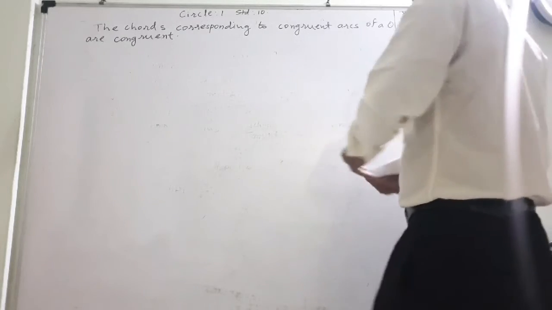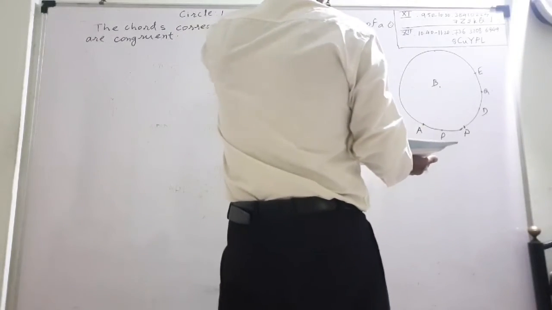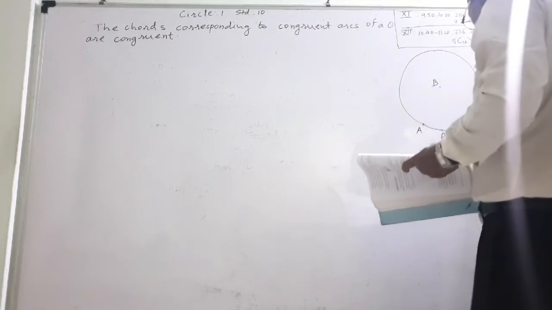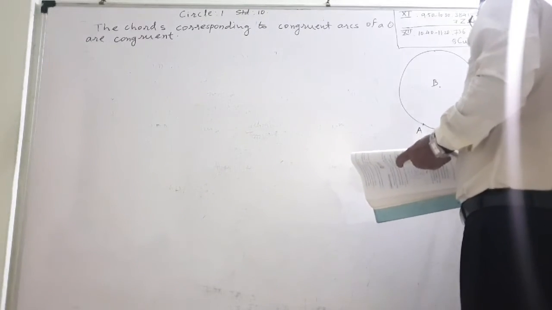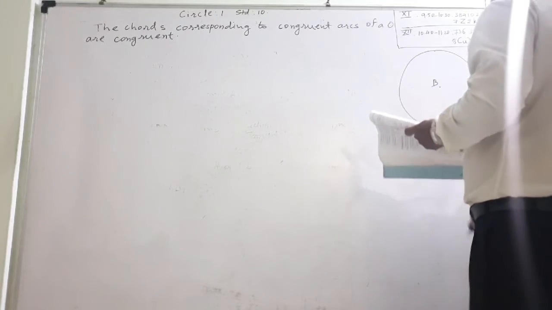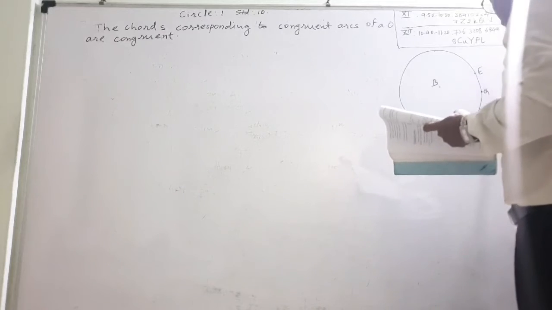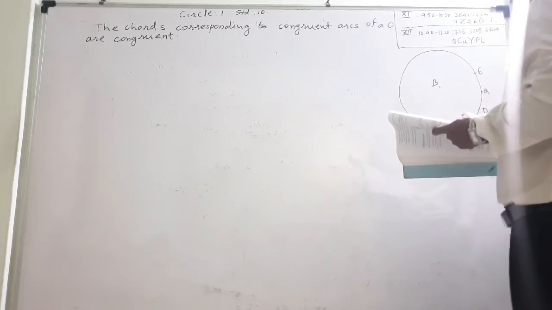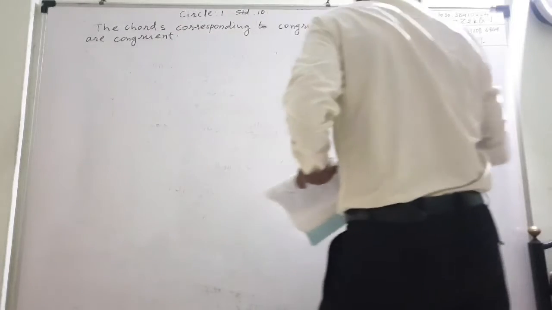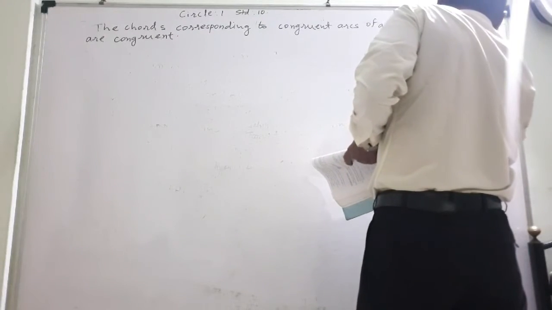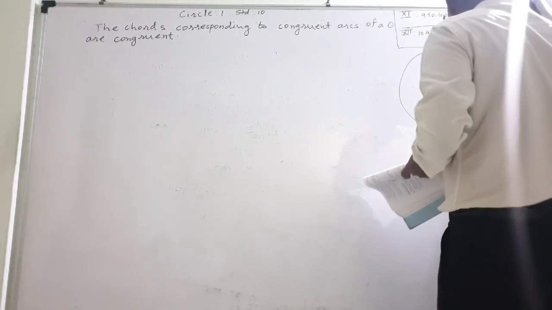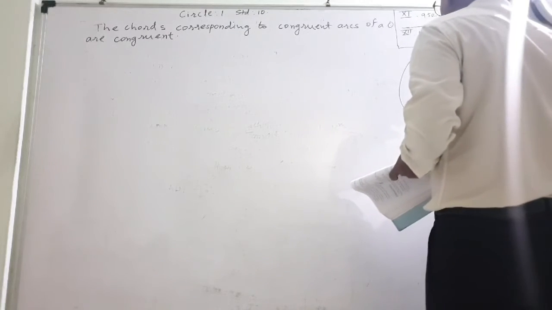So what is given? The chords corresponding to congruent arcs. Means these arcs are congruent. If arc APC and arc EQD, these arcs are congruent. What we have to prove? The chords are congruent. Means this chord AC and this chord ED, they are congruent.